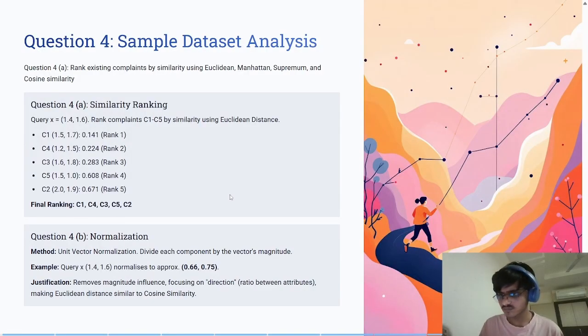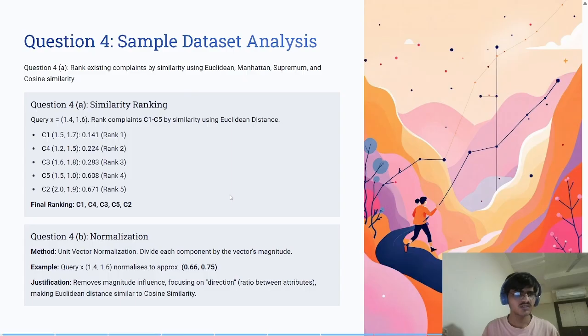Coming to question 4, which asks about a sample dataset with two numeric features per complaint, scaled from NLP extraction. Given a new complaint query x equals (1.4, 1.6), rank existing complaints by similarity using Euclidean, Manhattan, supremum, and cosine similarity. Normalize each complaint vector to unit length and recompute Euclidean distances.